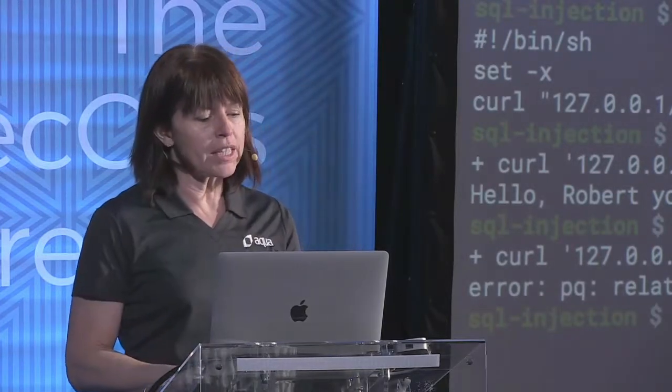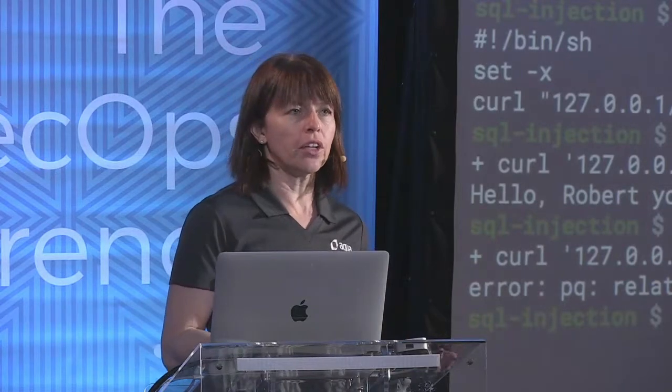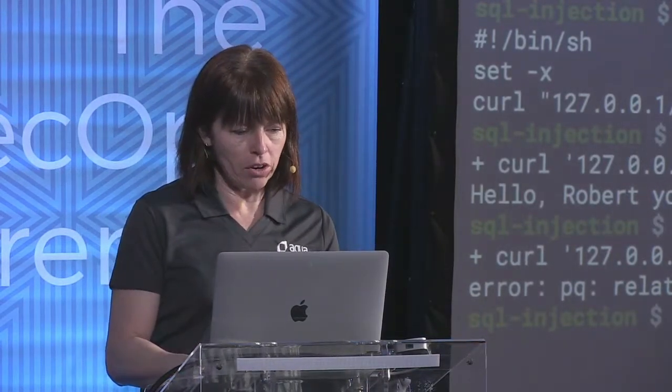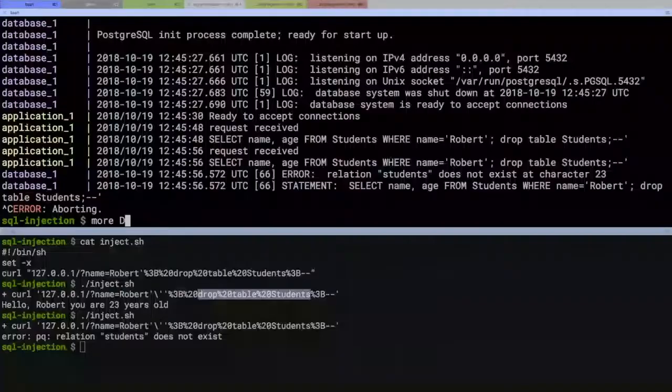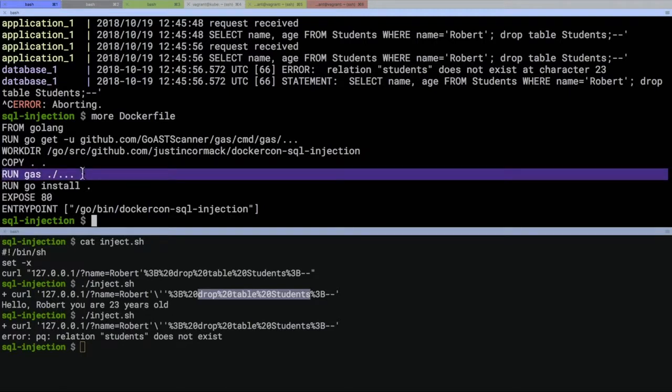So what can we do to automate this? We can use static analysis tools. If I look in my Docker file for this, I've actually got a line here to run a tool called GAS. It's a static analysis tool for Golang. There are all sorts of static analysis tools. What I'm showing here, though, is that you can do this as part of your Docker build step.